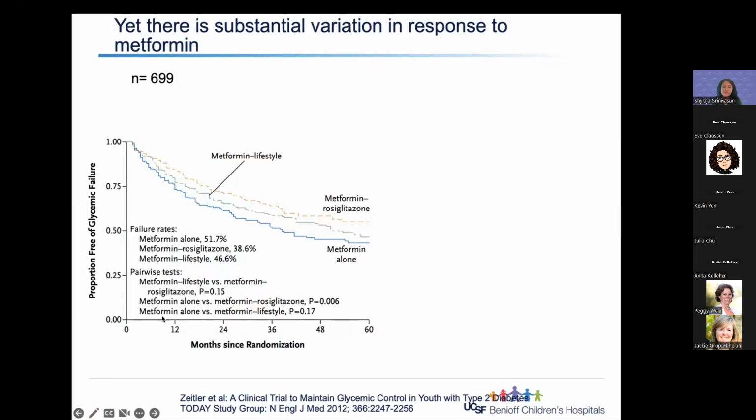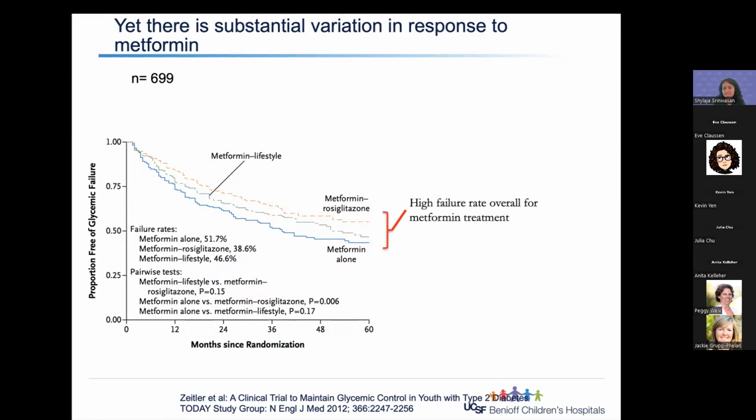So this is data from the TODAY study, where 699 youth with type 2 diabetes were randomized to 3 treatment arms: metformin only, metformin plus rosiglitazone, which is another drug class, as well as metformin plus an intensive lifestyle intervention. And the primary outcome of this study was either the need for addition of insulin or a hemoglobin A1C of greater than 8% for 6 months.